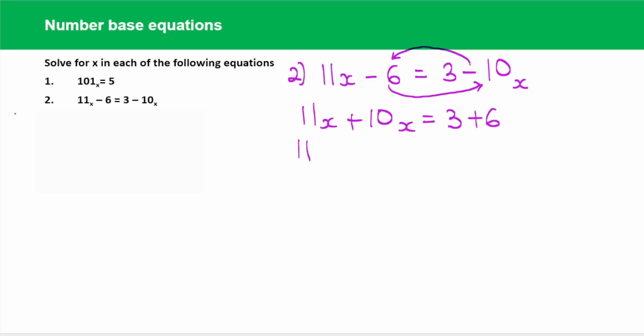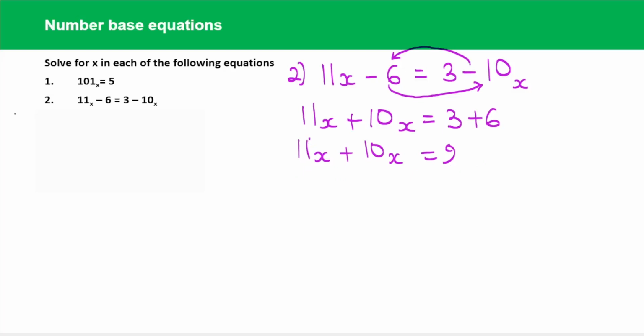And now we're going to have 11 base x plus 10 base x equals 9. Now note again, this 9 is in base 10. The next step will be to convert both sides of the equation to base 10. We will only do that for the left hand side because the right hand side is already in base 10, just like I stated earlier, that when the base of a number is not indicated, it means the number is already in base 10.